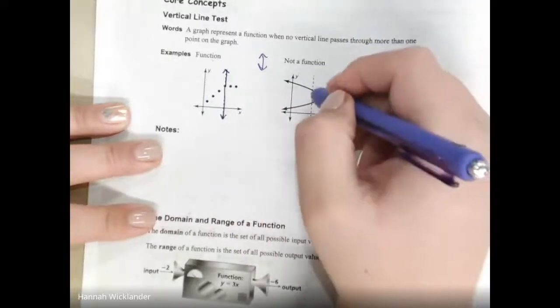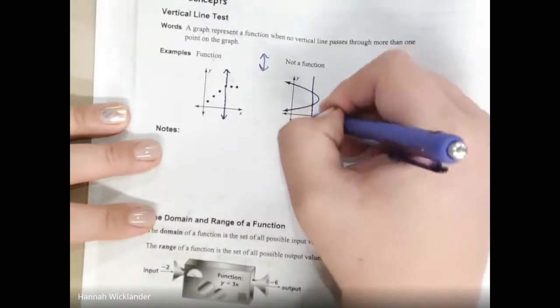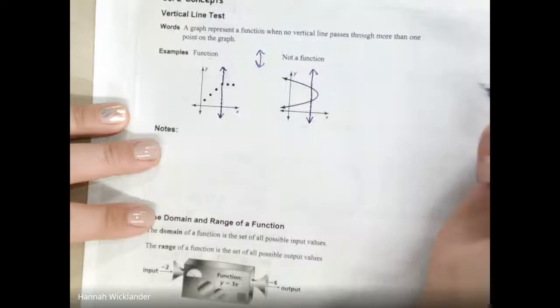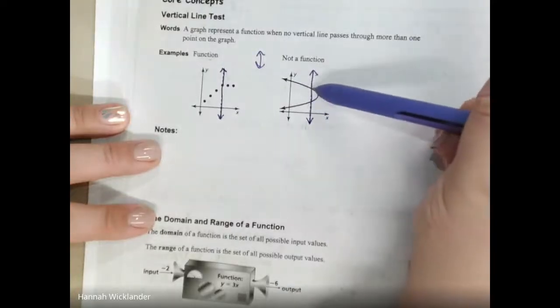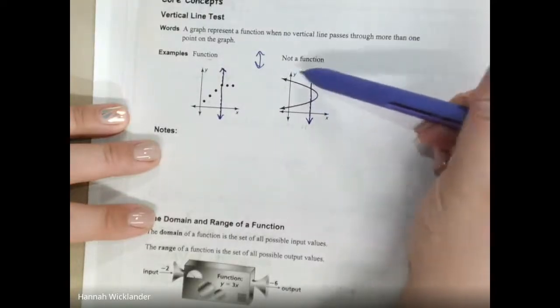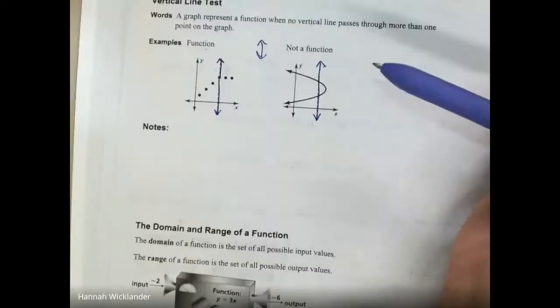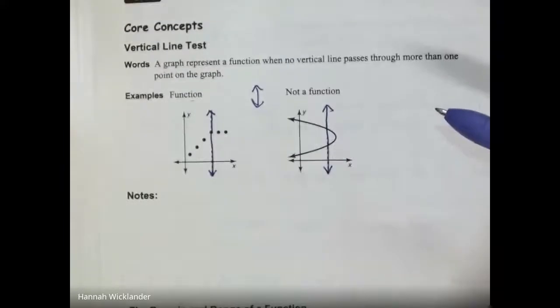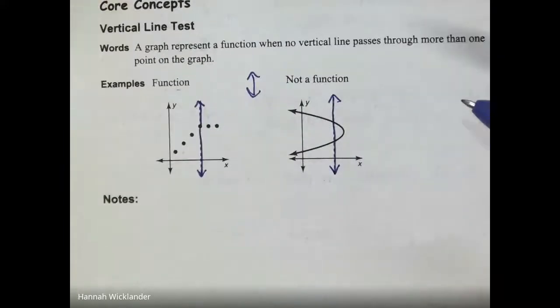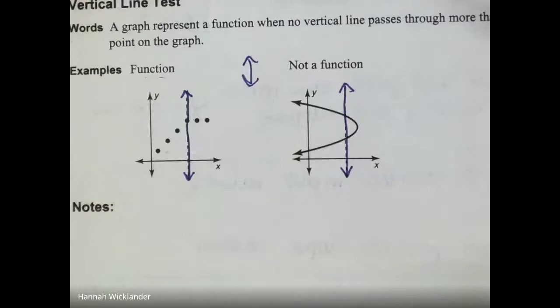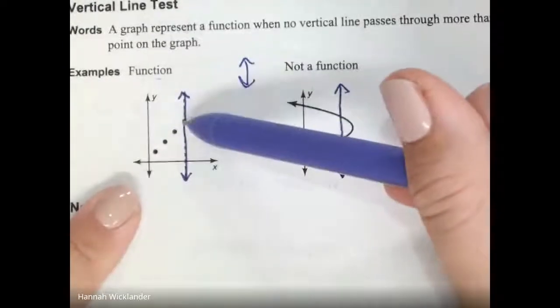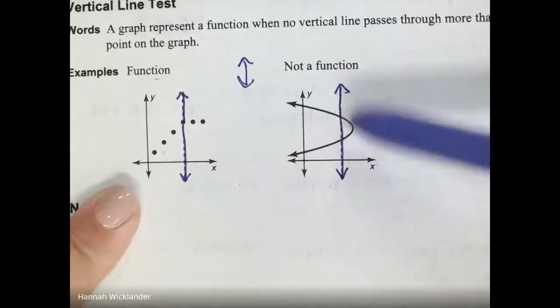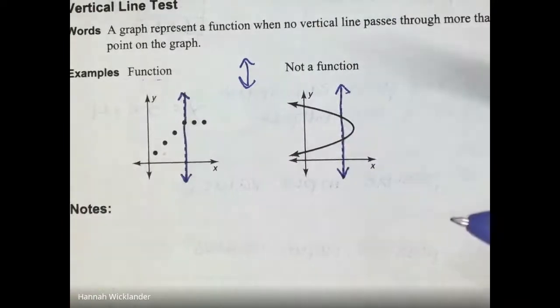But then if we come over here and put a vertical line through the graph, it goes through 2 points, so it's not a function. So in order to pass the vertical line test, it only goes through 1 point. A function goes through only 1 point; not a function because it goes through 2 points.